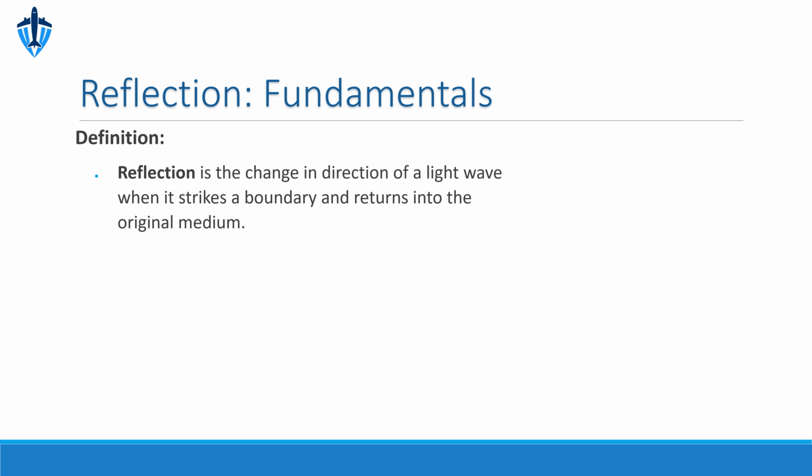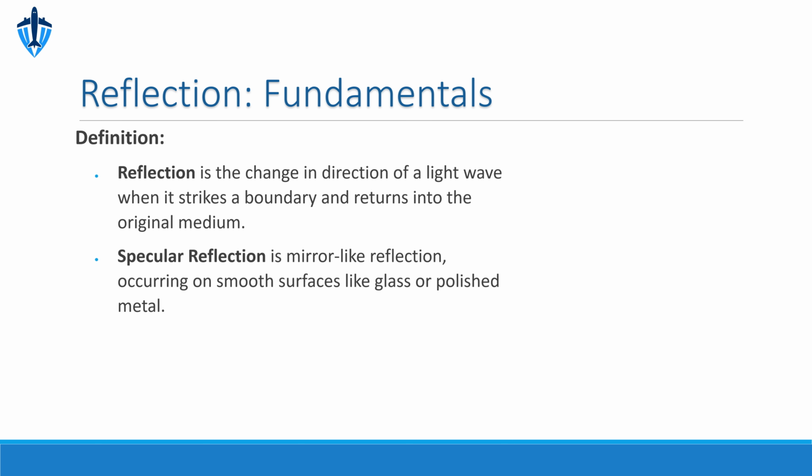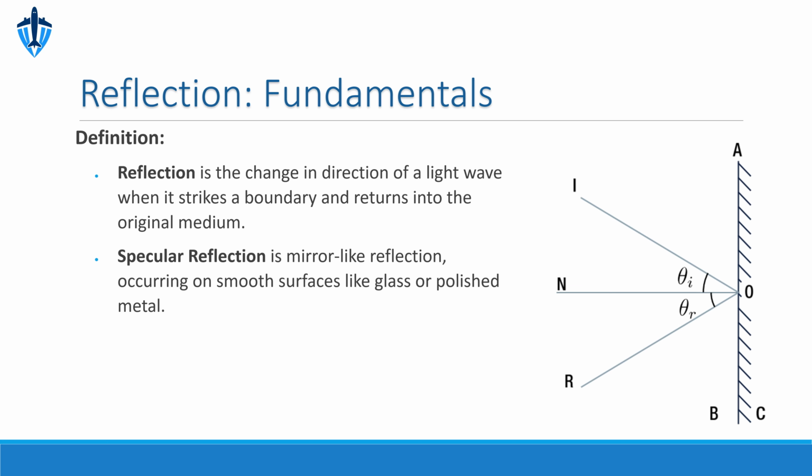The clean, mirror-like reflection we are most familiar with is called specular reflection. This happens on very smooth surfaces, whether they block light entirely, like a metal mirror, or allow it to pass through, like glass or water. You can see a perfect example of this in the figure.